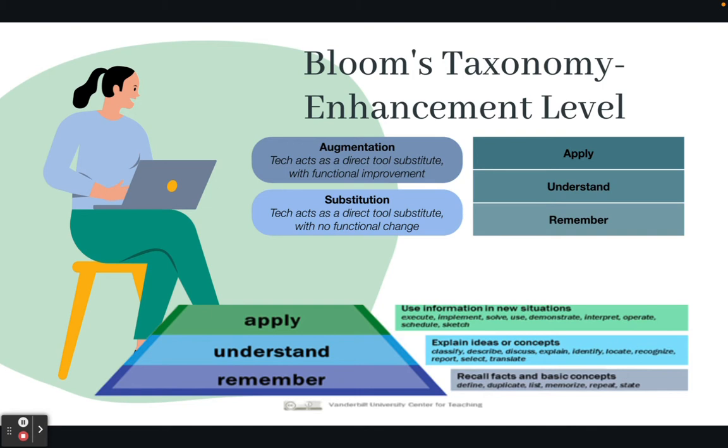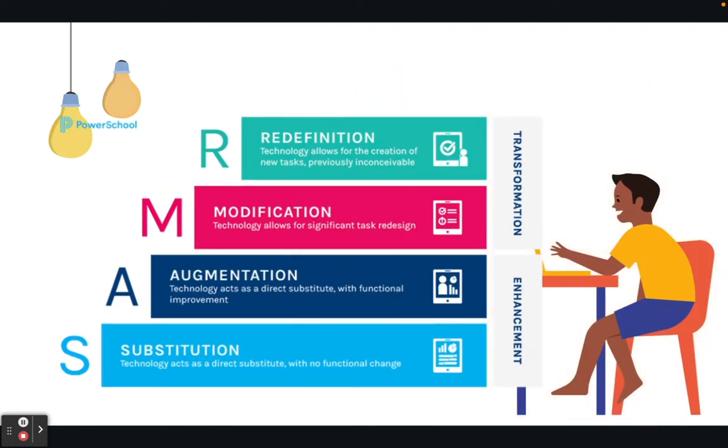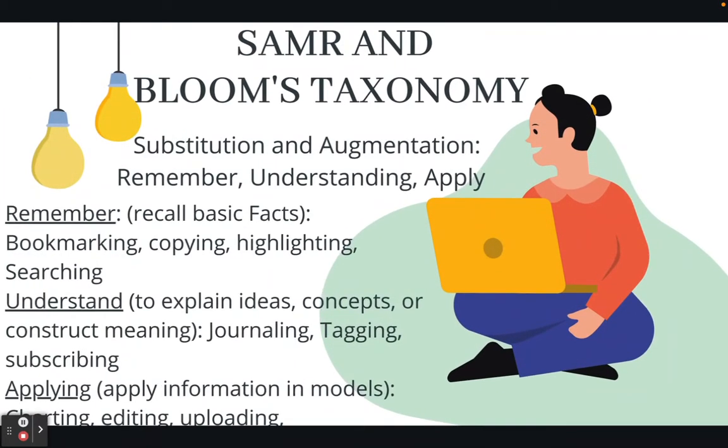So we're at the bottom of the pyramid. Very necessary, but it's the bottom of Bloom's taxonomy. So when we go into the next two, we're going to push to the higher levels of the pyramid. So we're going to transformation.